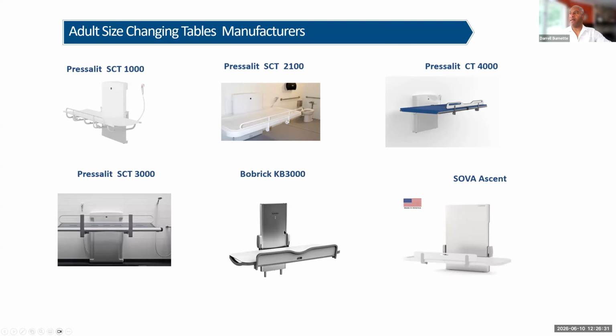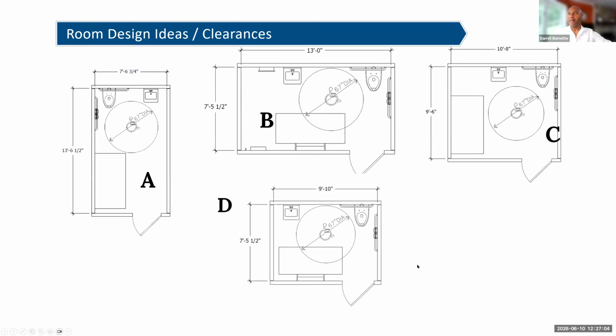And then again, within the past 4 years, there are other tables coming on the market: Bobrake, KB3000, the Sova, Ascent. These are fairly new, I would say, since 2023. So Pressalit has been selling change tables in the US for the past 16 years. So the knowledge is there, but there are other ones on the market, and it's naturally going to be with the building code. There will be some other products coming on the market, but the good news is we have access for people that really, really need to use these tables.